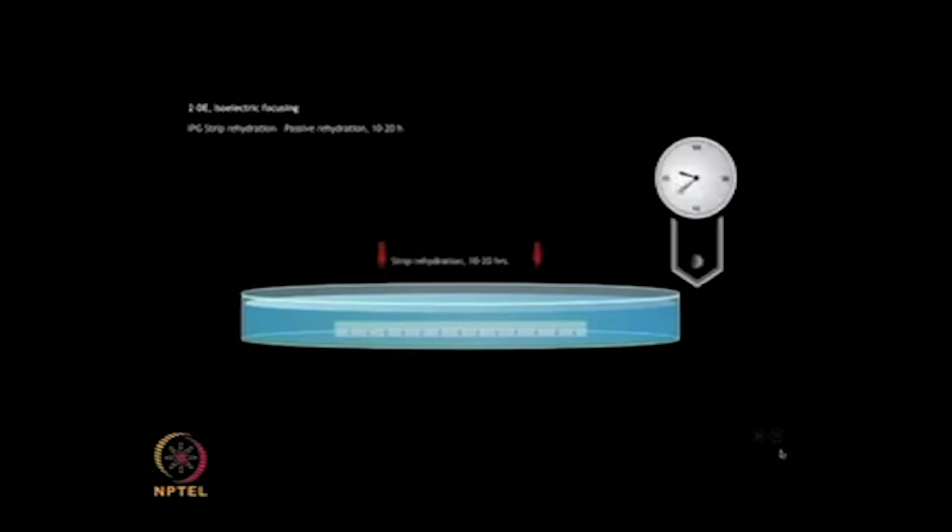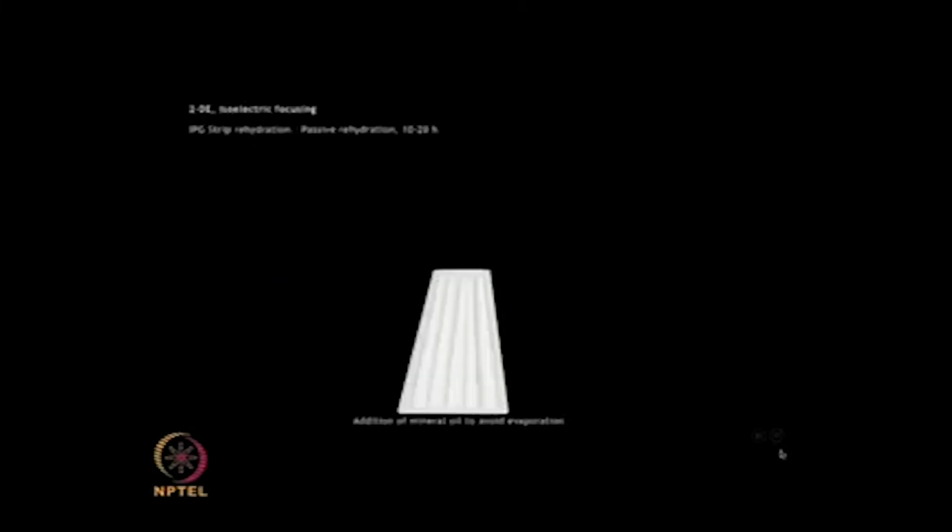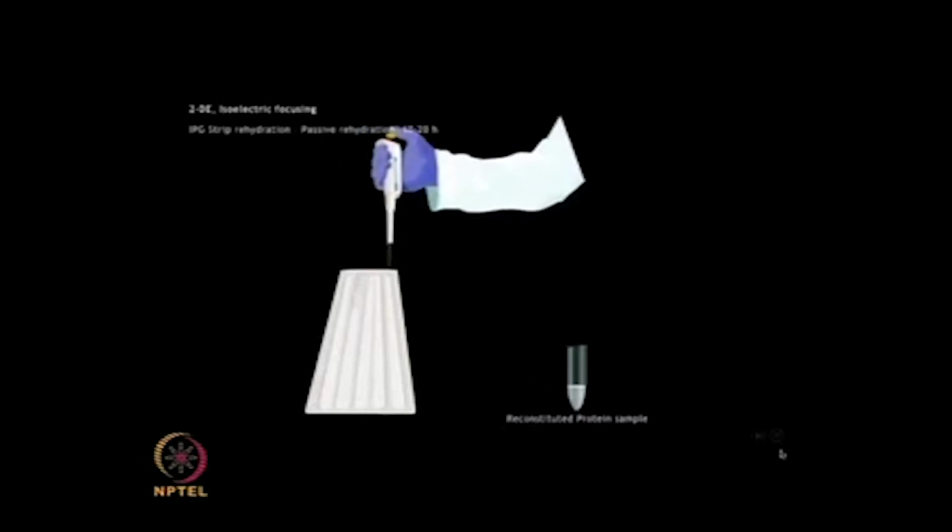In passive rehydration, the IPG strip is placed with its gel side downwards in a well containing the protein sample, reconstituted with a suitable buffer. As you can see in the animation, you can apply the protein sample and then add the IPG strip so that it can absorb the protein solution. This process can be done for 10 to 20 hours depending upon the length of the IPG strip.